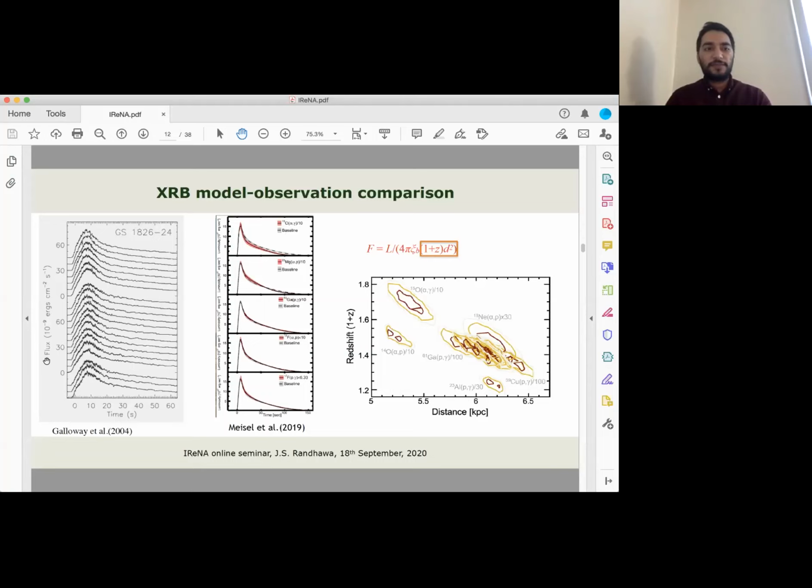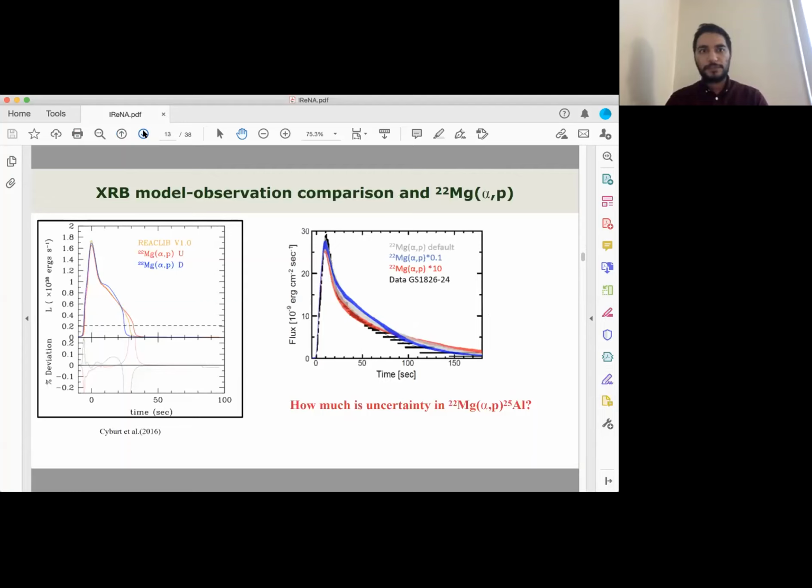We want to compare from flux to luminosity, and that's where the redshift and distance to the source come into the picture. If we can constrain our nuclear reactions better, or let's say the uncertainty in the nuclear reactions, we can better predict the redshift and distances. Or if the distances are known, then the surface gravitational redshift can tell us more about the compactness or mass-radius of the underlying neutron star.